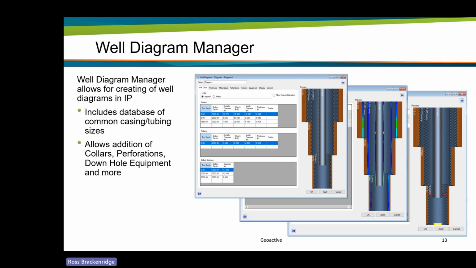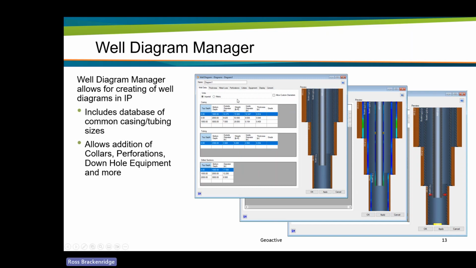Firstly, if we're wanting to talk about the CASE tool interpretation, we really need to understand where the casing is and where the hardware is. So our well diagram manager allows you to build casing diagrams. It contains a database of the most common casing and tubing types. You can go in and select the pipe that's in place and the depths that they're at. You can also put in the drilled sections and their bit size. You then get this preview of the well.